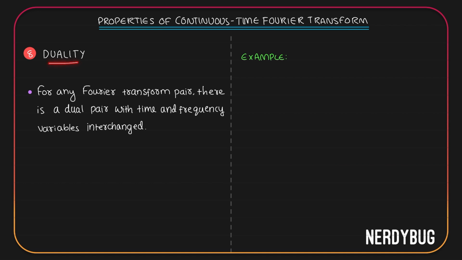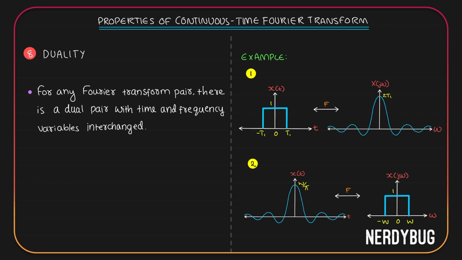Let's move on to the next property, which is duality. According to the duality property, for any Fourier transform pair, there is a dual pair with time and frequency variables interchanged. Let us take an example. These are from two problems that we solved in the last video. We got that for an x of t that looks like this, we get an X of j omega that looks like this. And for an x of t that looks like this, we got an X of j omega that looks like this. We can say that this is a dual pair for this Fourier transform pair. Or this is the dual pair for this Fourier transform pair.